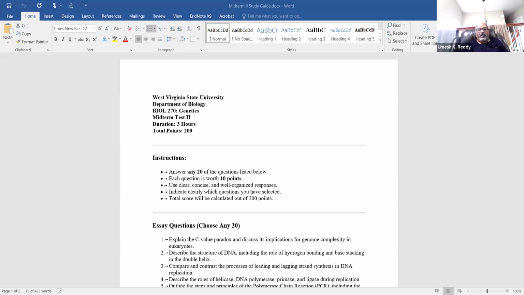RNase H removes the RNA primer, and DNA polymerase 1 replaces the RNA primers with DNA. Okay, and the DNA ligase joins all the Okazaki fragments. That's how the leading strand and lagging strand finally will have the same complementary DNA. Okay.